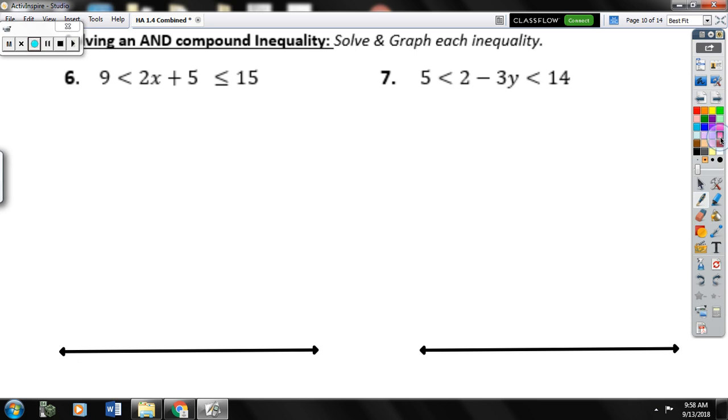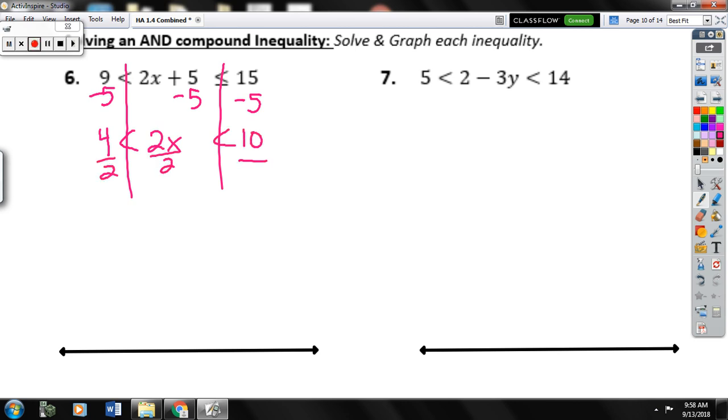All right, now the next one is already written as a string of inequalities. So basically when you do inverse operations, you're going to do it to all 3 pieces instead of just 2. So when you subtract 5 from this middle part, you're also going to subtract it from the left part and from the right part. So you just do it an additional time. 4 is less than 2x, it's less than 10, and then again divide by 2 on all 3 pieces. Your final answer is already done for you. You don't have to do anything else.